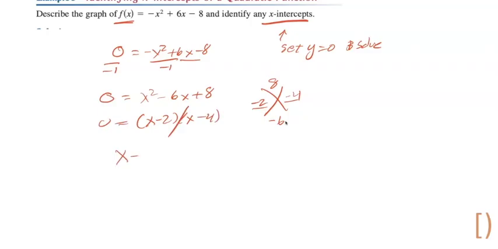Split it. x minus 2 equals 0. x minus 4 equals 0. Add 2 to both sides. x equals 2. And we do the same thing here, and x equals 4. So that's how you find your x-intercepts. Set y equals 0 and then factor if you can. If you can't factor, the quadratic formula is always an option.